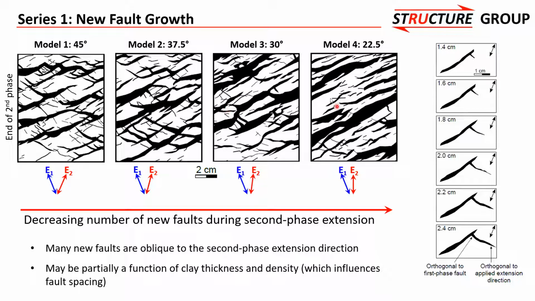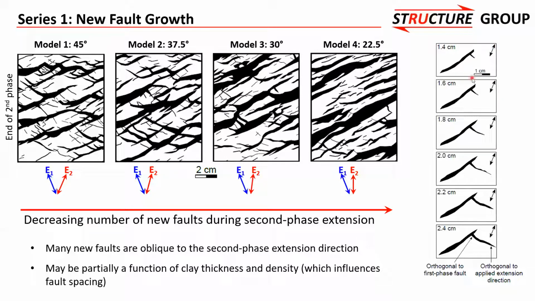Also, this really highlights how the new normal faults form and how both their initiation and propagation are affected by the pre-existing faults. Over on the right here, we have a diagram of a fault growing through time during the second phase of extension, starting at 1.7 meters of displacement during the second phase and then going to 2.4 centimeters. What you can see is the new normal fault initiates at the pre-existing fault and then propagates outward from it. This arrow up in the right indicates the second phase extension direction.